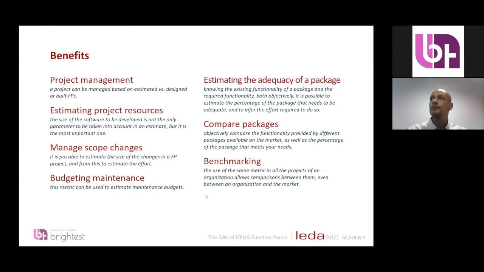Okay. The next one was estimating the adequacy of a package. That means going to an already existing package and seeing if the functionality that it is giving us is the one that we need. So if we measure the functionality, we know if it's going to deliver what we actually need. And we can also compare different packages if we need to. If we need to understand which package is going to deliver more functionality to us, or which one is going to deliver the actual functionality that we need, we can compare packages with the function points.